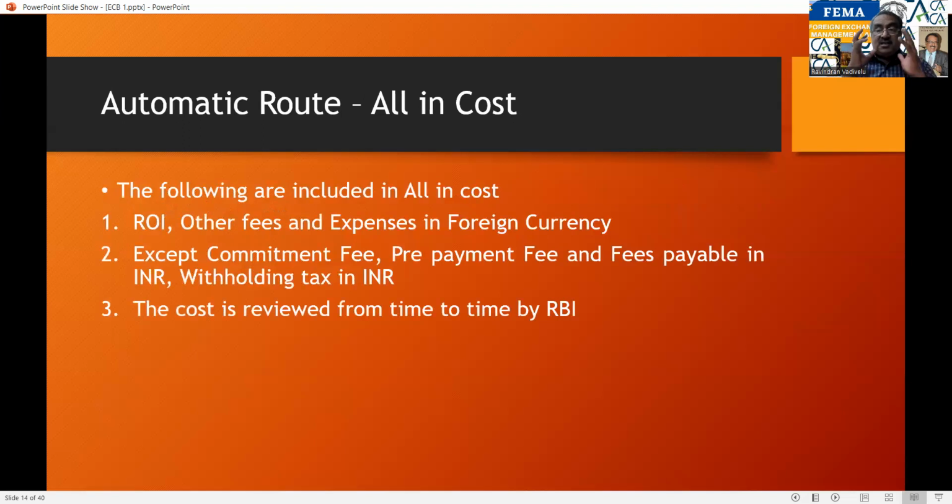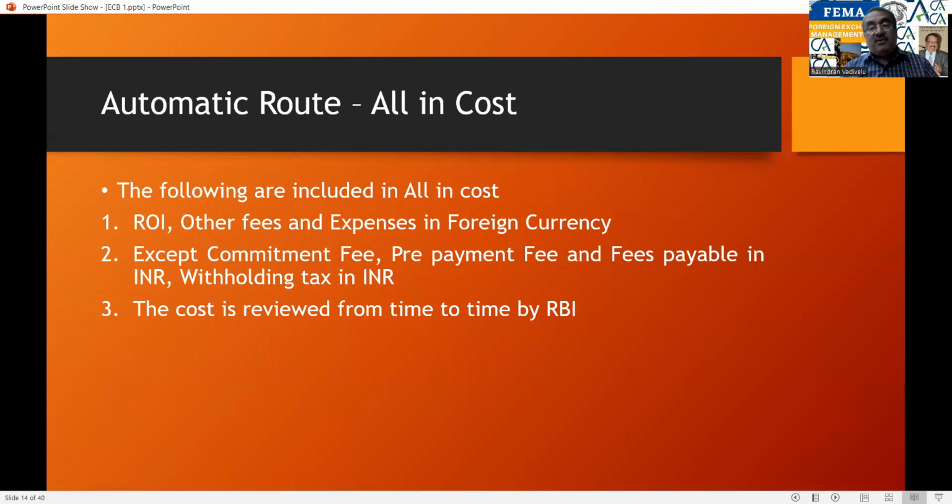And now, what are the costs that you can consider for the ECB? That is the rate of interest and other fees and expenses that you have to pay in foreign currency. But this excludes the commitment fee, prepayment fee, fees payable in INR, that is Indian rupees, and withholding tax in INR. Those are not included in the cost.